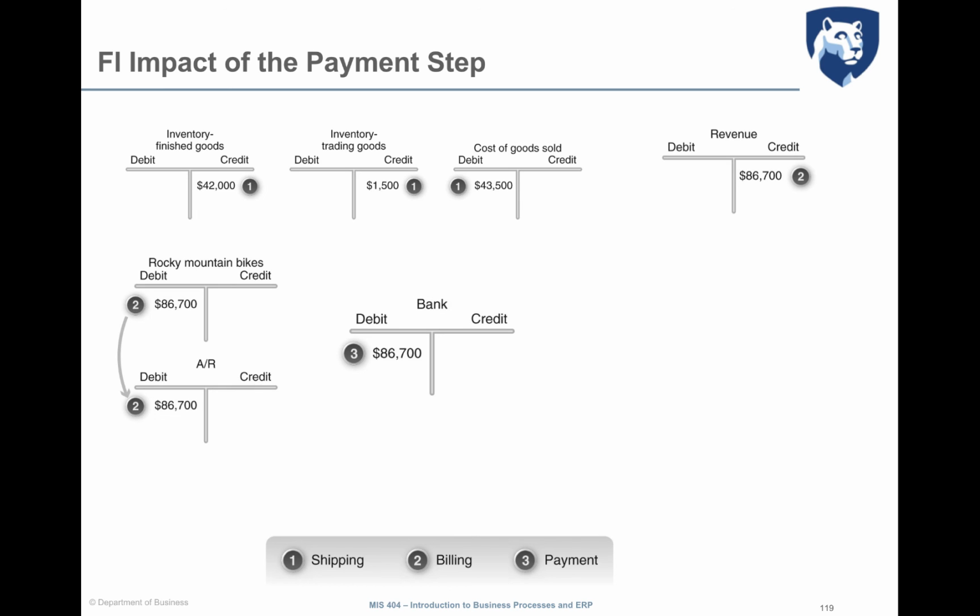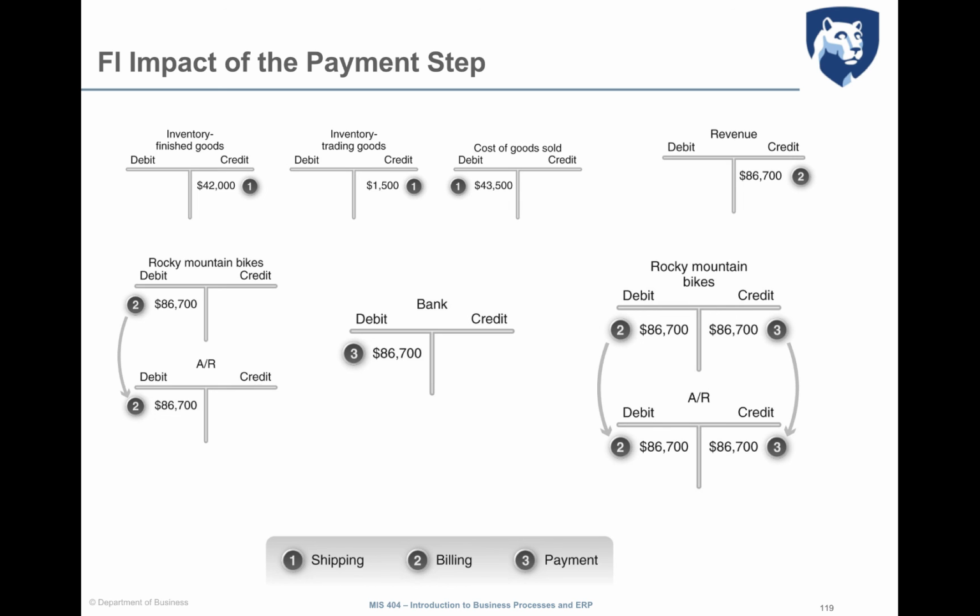So first of all, the bank account is debited of this amount because it received the payment, while the customer account is credited by the amount of the payment. Of course, this transaction clears the open item in the customer's account that was created during the billing step. Because remember, as the customer account is a subledger account, the corresponding reconciliation account receivable is also automatically credited.